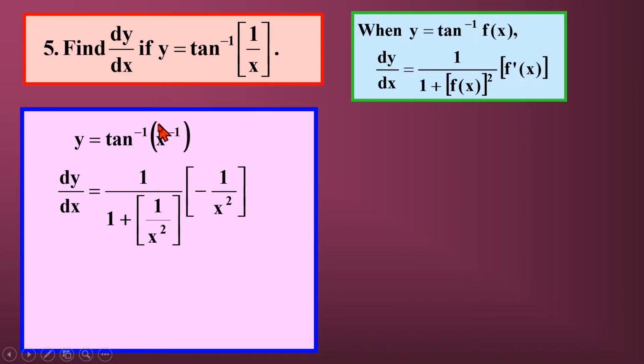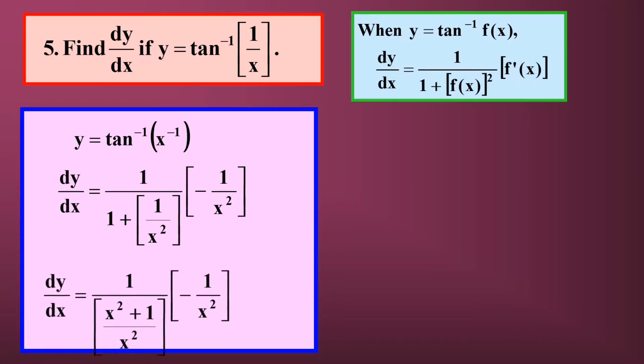And differentiating x to the power of negative 1, I will get negative 1 over x squared. So it's index to the front, index minus 1. So I get negative 2, so it transforms to the denominator.